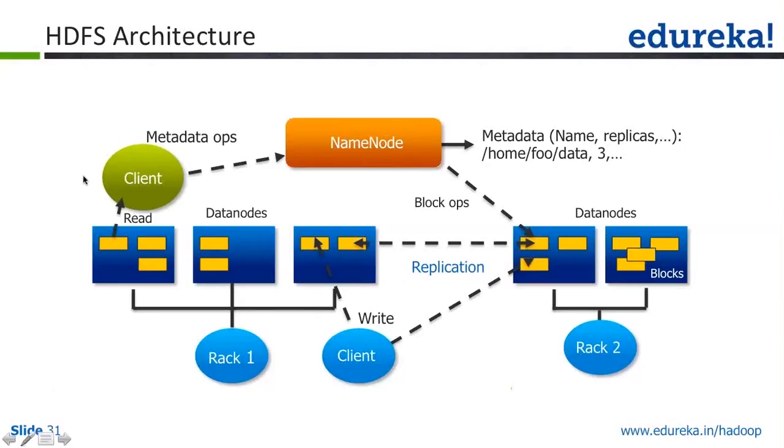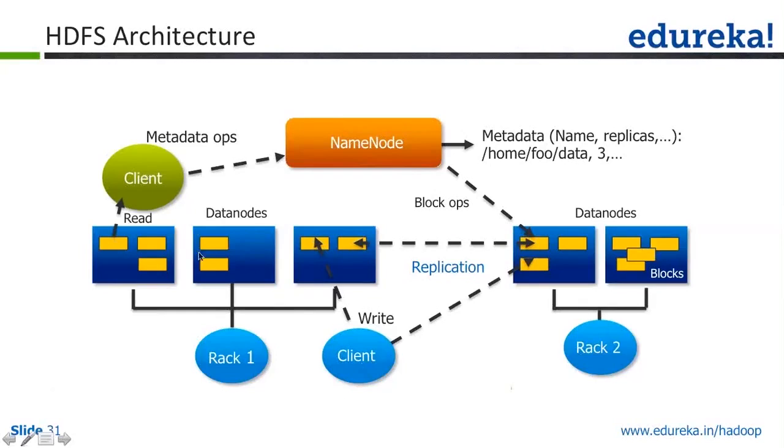Now, the client will be interacting with the name node with respect to the metadata operations. So all the metadata operations will be done through the client. What does that mean? It means that if I have to find out which data nodes are free, where I can write, or from where I can read a particular block, I'll be talking to the name node. Name node will give me that information, and then I'll go ahead and read that data from the data node or write that data into it.